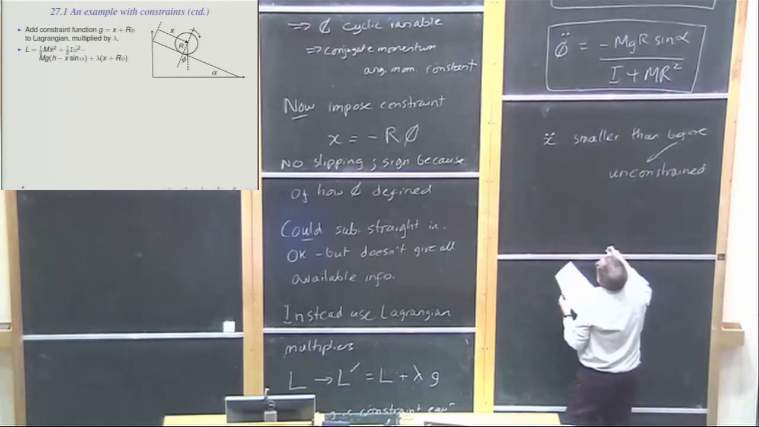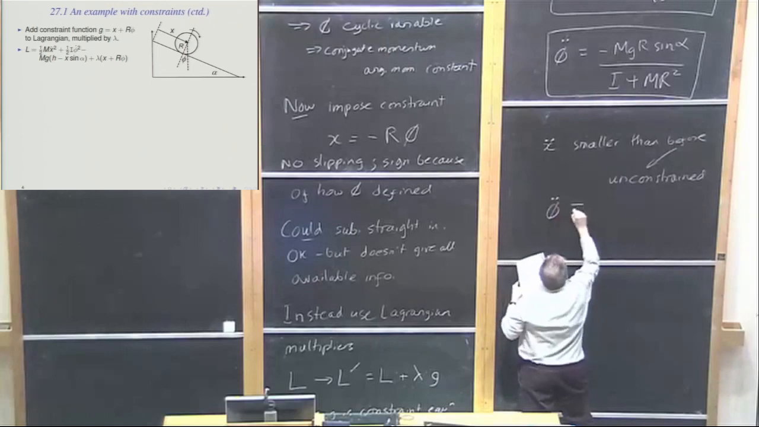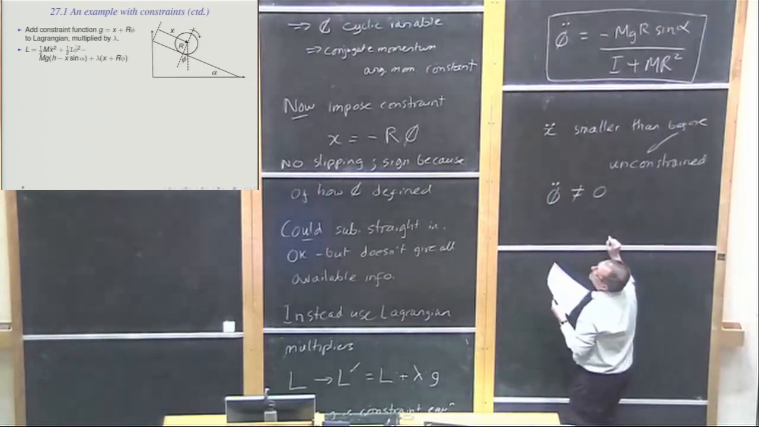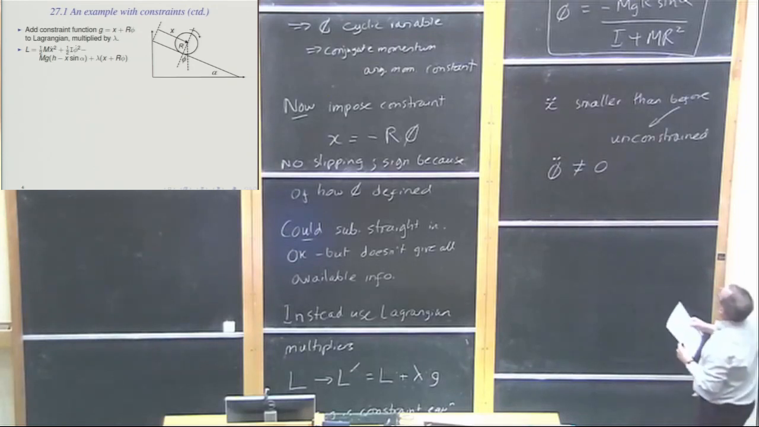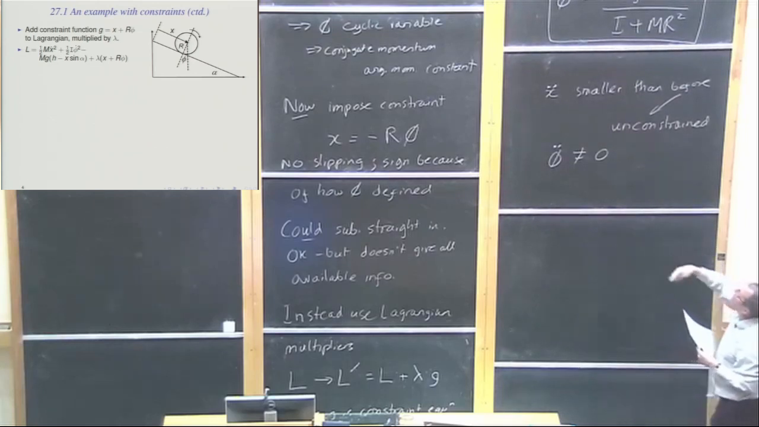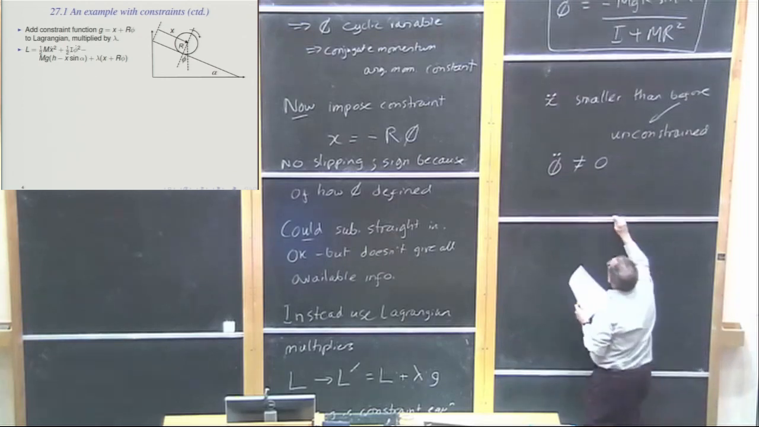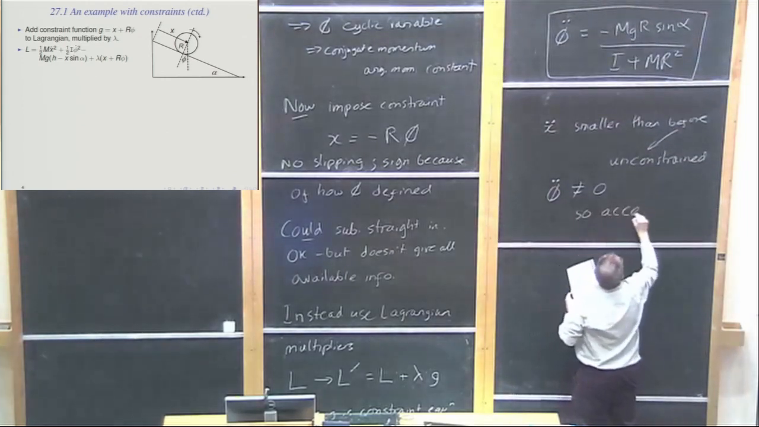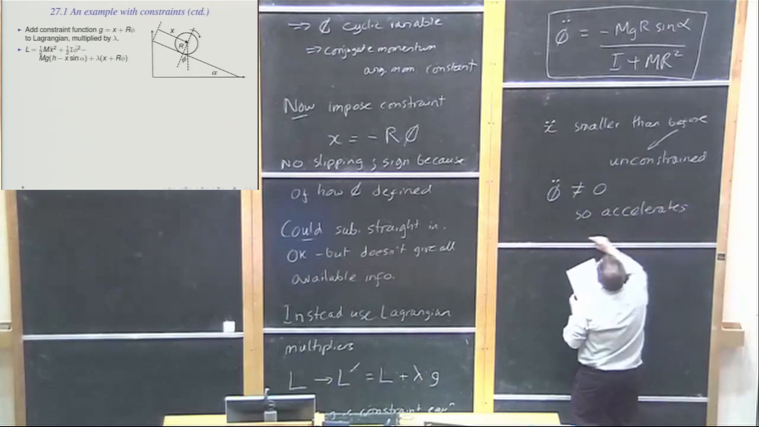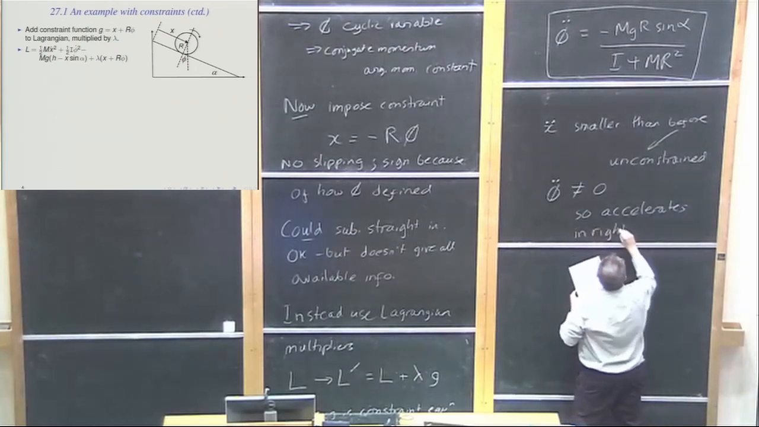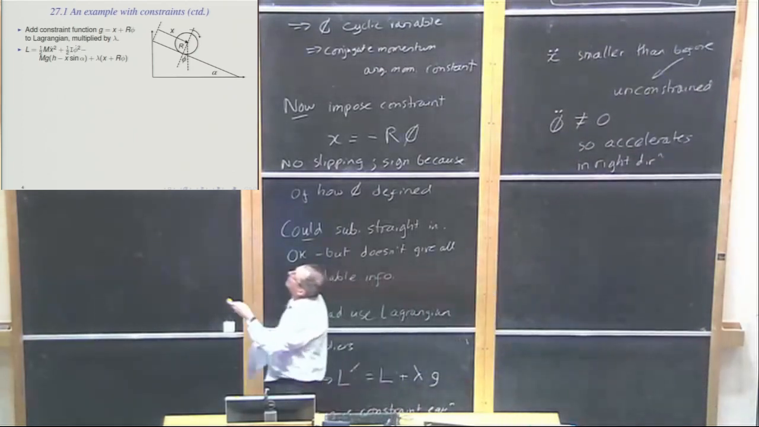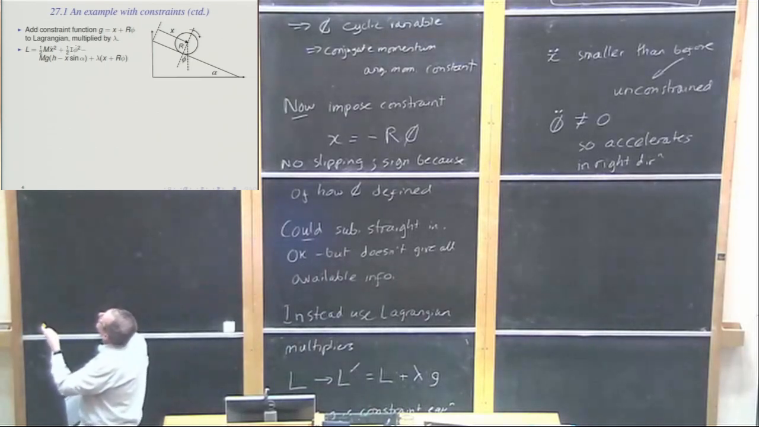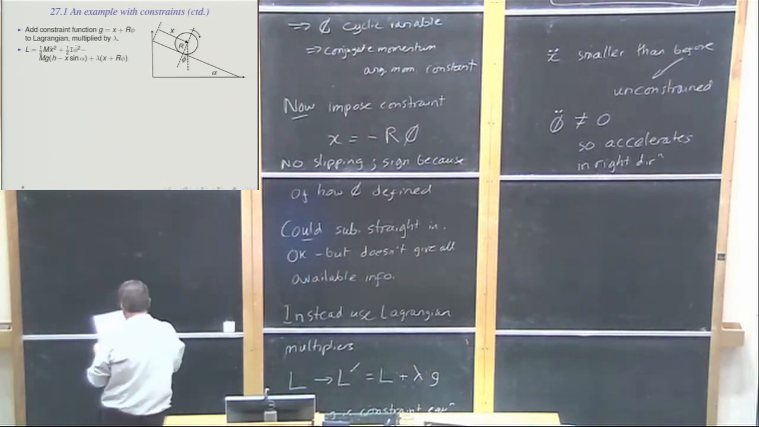Phi dot is also now manifestly not equal to 0. So there is some acceleration in the spinning, and we note it has a minus sign, so it accelerates in the right direction. I mean the right direction because it accelerates with a minus sign, and because of the definition of this phi, this means it's rolling down the hill rather than up the hill.